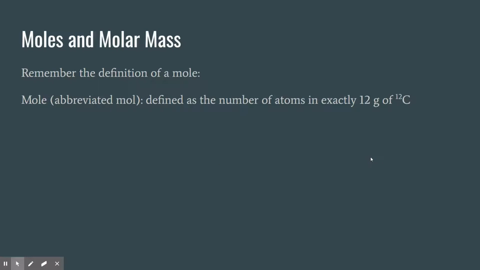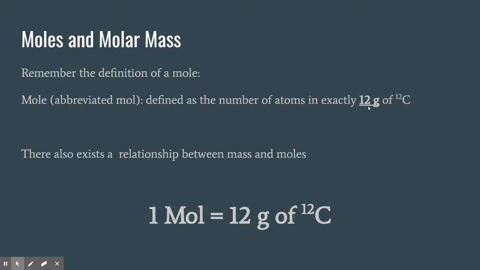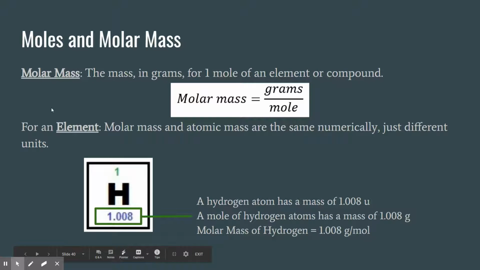have a certain mass. Now, the way we defined a mole was the number of atoms in exactly 12 grams of carbon-12. And it's this 12 grams that I want to focus on because it establishes a new relationship between mass and moles. 1 mole was equal to 12 grams. And this relationship extends to all other elements as well. So this idea is called the molar mass, the mass in grams of 1 mole of any element or compound. And for an element, the molar mass and the atomic mass are the same numerically.